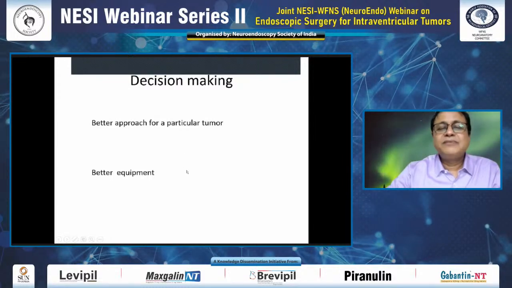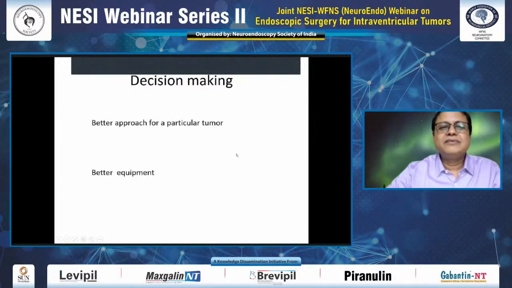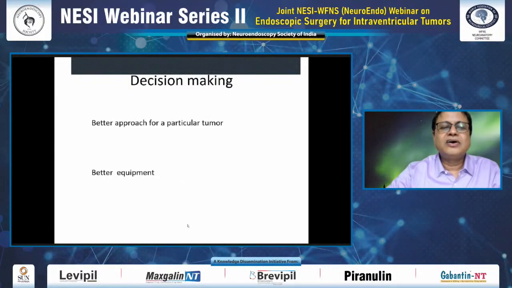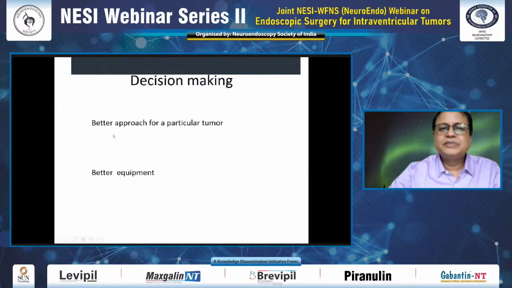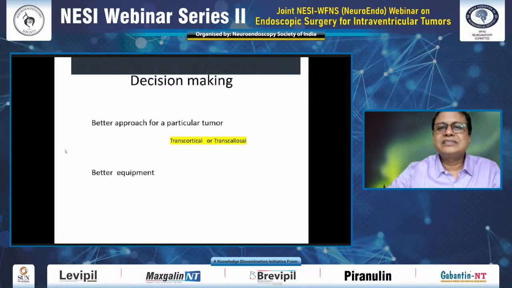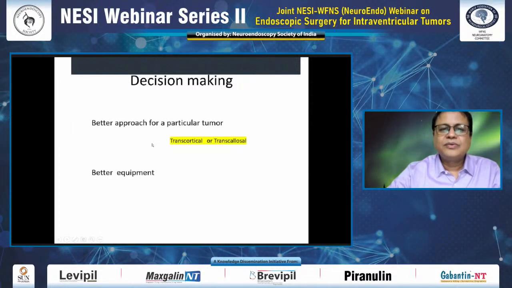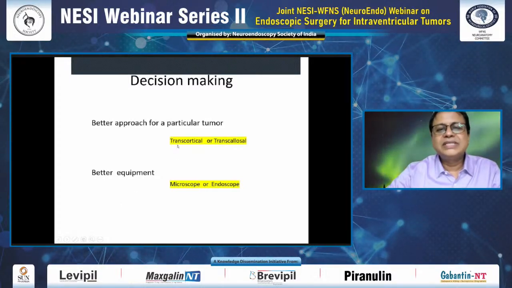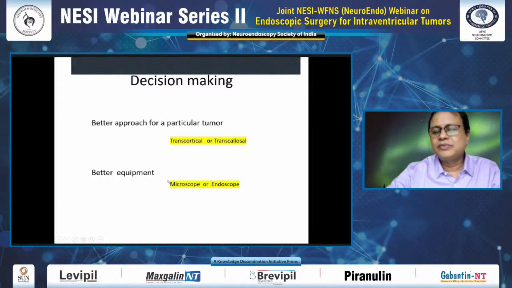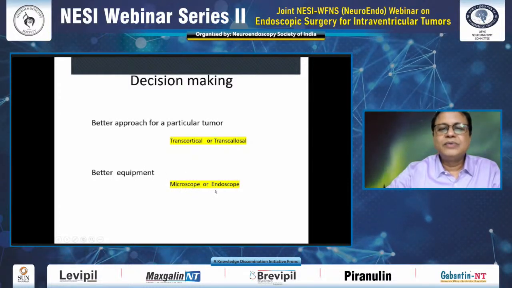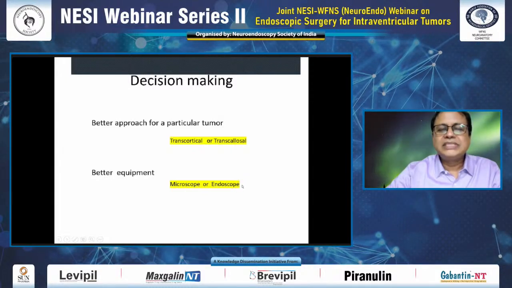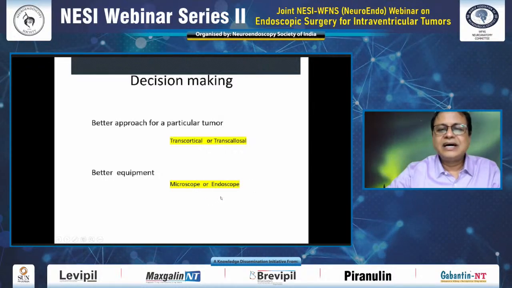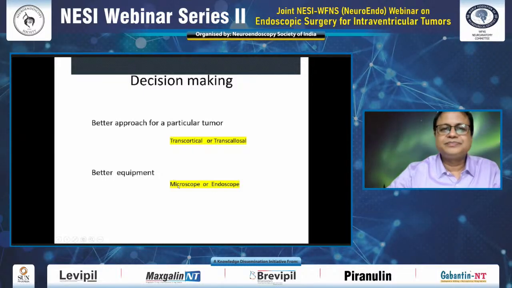Now, which is a better approach when we get a patient in the OPD with a particular tumor: a transcortical approach, either with microscope or endoscope, or interhemispheric? We decide whether to go transcortical or transcallosal, and what equipment to use, whether a microscope or an endoscope, or an exoscope versus an endoscope, which is the better equipment. And all patients do not fit into an endoscope. There are many cases where all of us agree that we need to use the microscope.